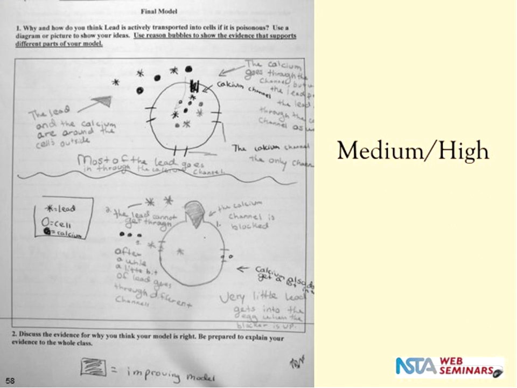Here we see one where there's been a key that's been provided. The star represents the lead. There's a calcium channel that they've been taught about. We see the child has indicated that. There's some calculation and communication here, and otherwise a fairly rich kind of presentation for this.